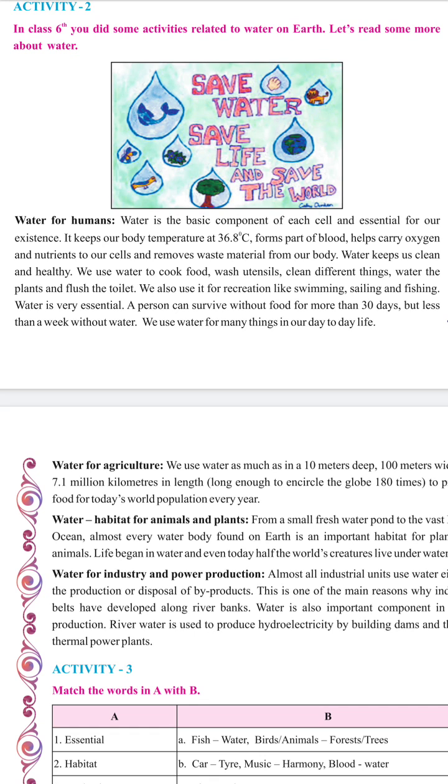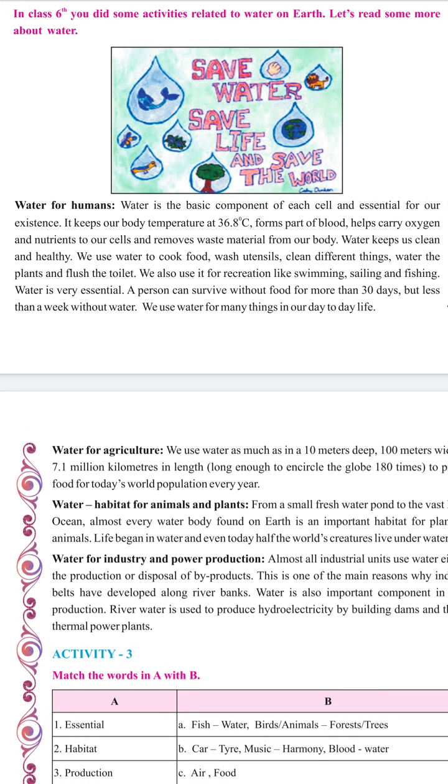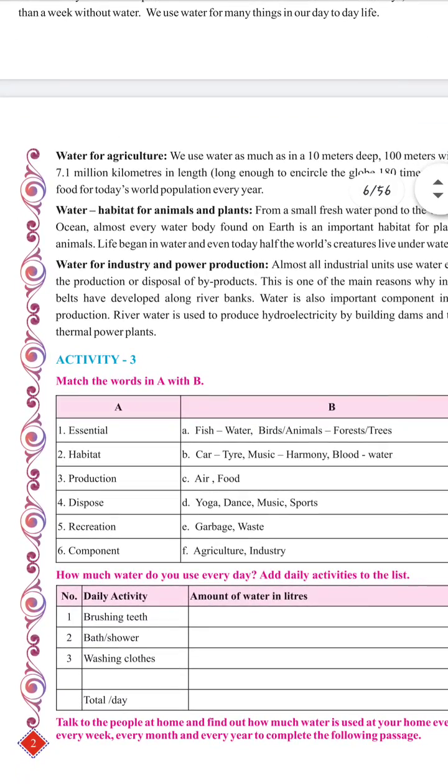So we must be aware of the situation, and we should promise ourselves that we will not waste water. We will collect water and we will use it wisely. Like we know that water is very essential. A person can survive without food for more than 30 days, but without water you cannot survive even a week. So we use water for many things in our day-to-day life, like agriculture, planting, washing, cooking, bathing, etc. There are many ways. Okay, so let us see how water is useful for agriculture.